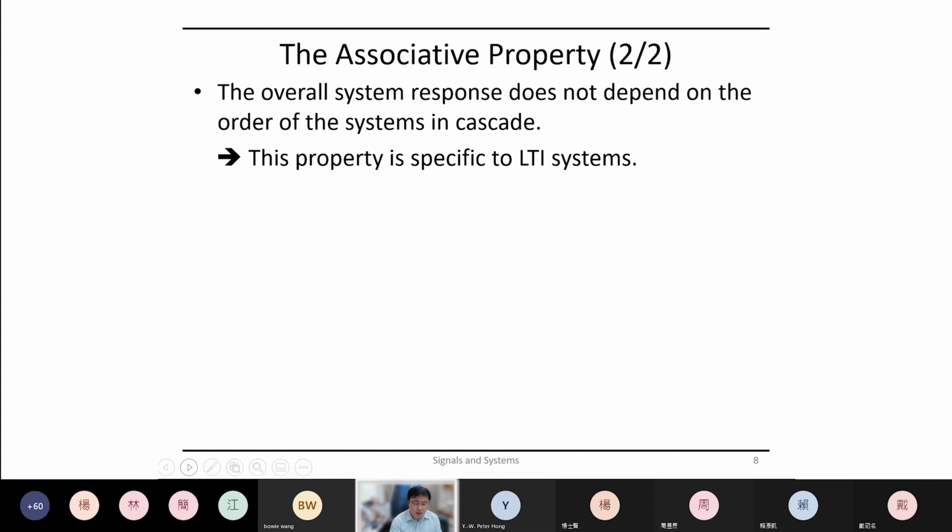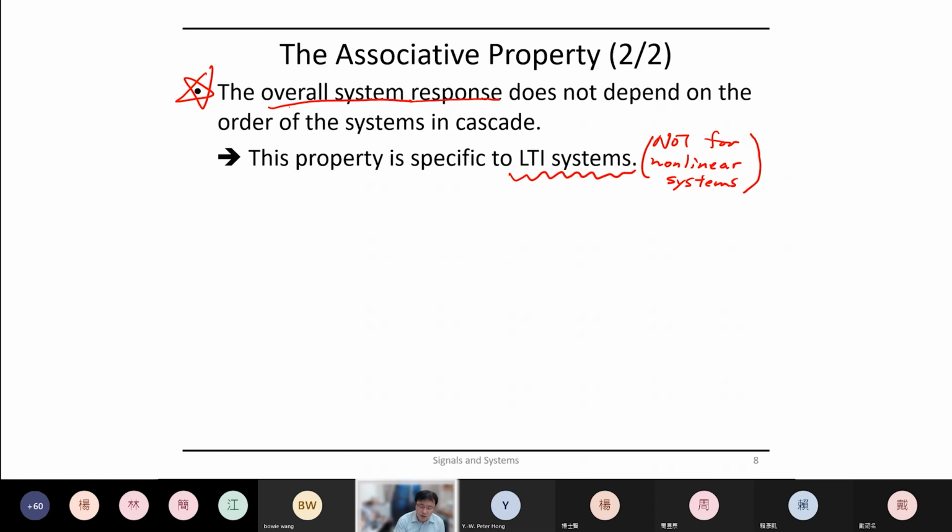As I just mentioned, this is saying that the overall system response does not depend on the order of the systems that are in cascade. But you should note that this is a property that is specific to linear time invariant systems. If you have systems that are nonlinear, then this would not hold. So, not for nonlinear systems.